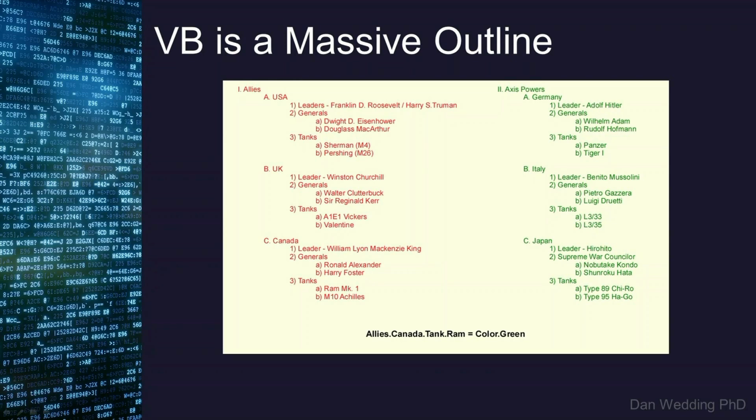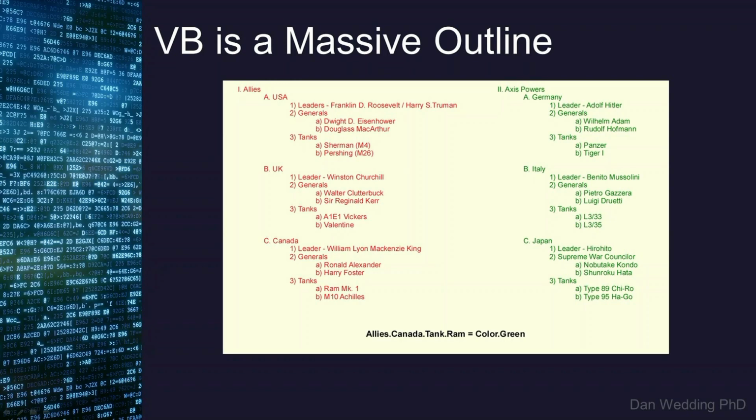Under the Allies is the US, the UK, and Canada. These three countries are subsets of the Allies. Under each of these countries are leaders, generals, and tanks. But only US tanks are under A, only UK tanks are under B, and only Canadian tanks are under C.